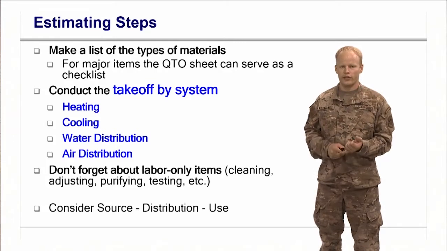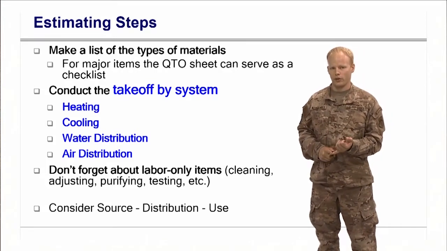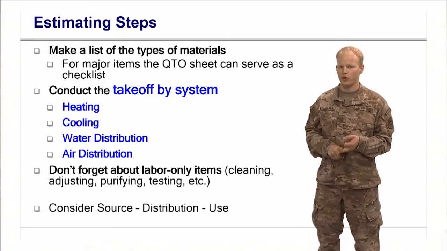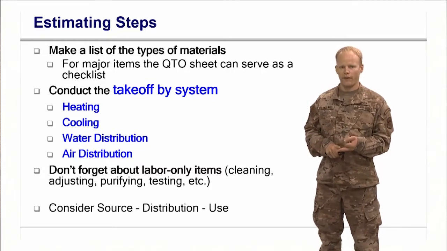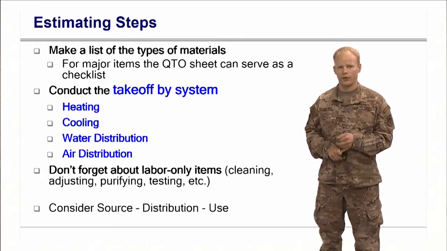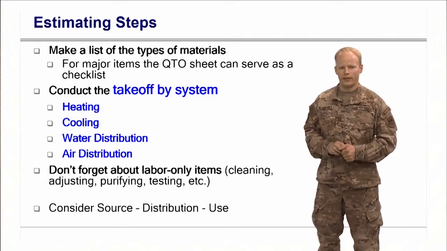Go through, look at your systems. Do we have a heating water loop? Do we have a cooling water loop? Are we using mostly air distribution? Find those systems and start with one of them and go through there. And don't forget the labor-only items.